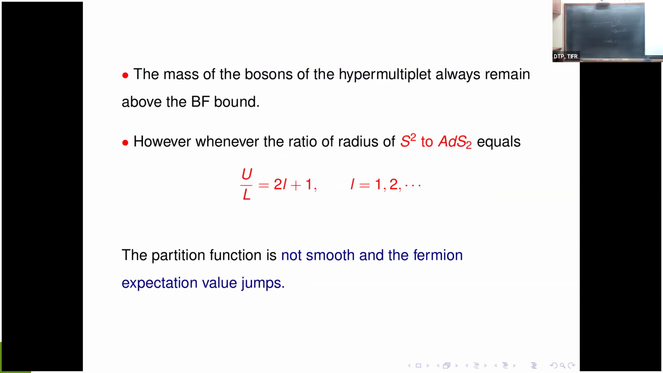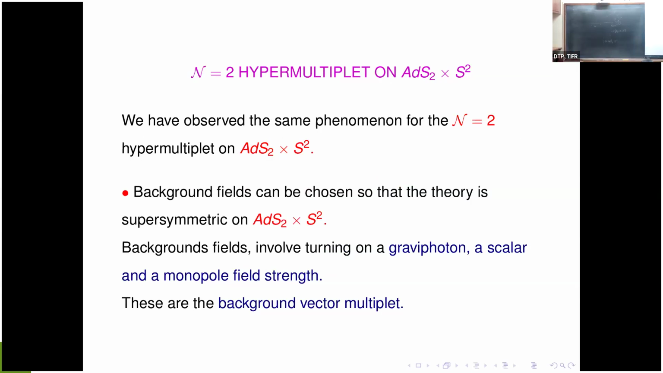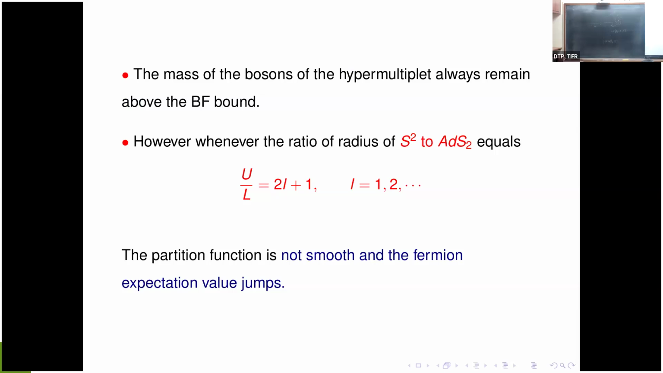So what we have shown is that if you dial various ratios, there are two length parameters, the radius of AdS2 and the radius of S2. If you dial the ratios to the particular point where they are integers, then the expectation values of the fermions diverge. The bosons always remain above the BF bound. So the bosons have no problem, but the fermions have a problem in this particular case.